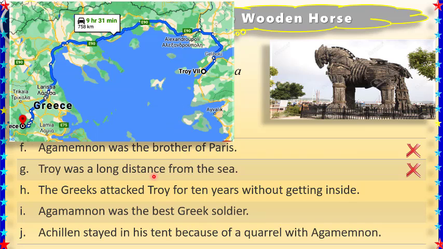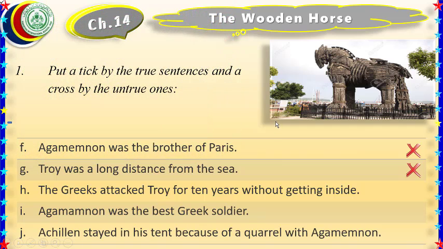Troy was a long distance from the sea. This is not a true statement. It is a long distance if we do not go by sea. But if we go by sea, it is not very far. This means this statement is false. Let us move to the next part.